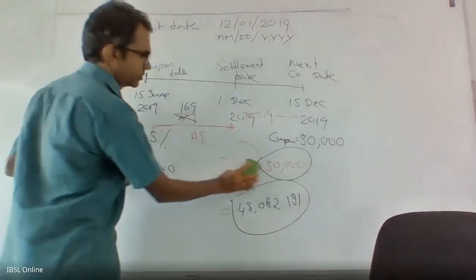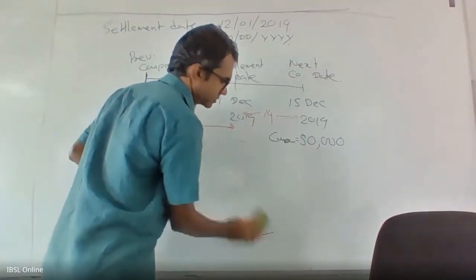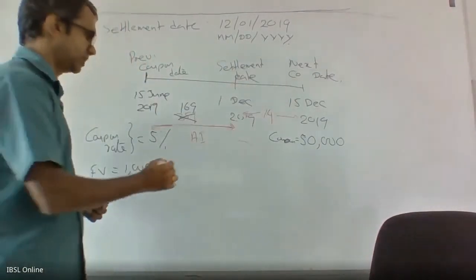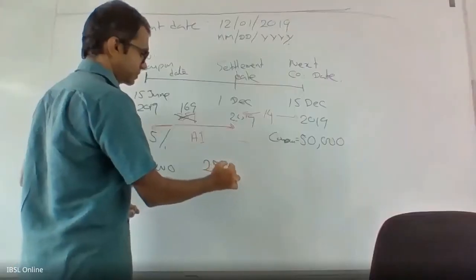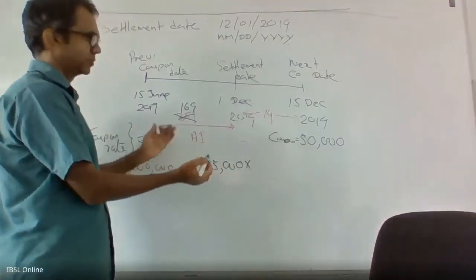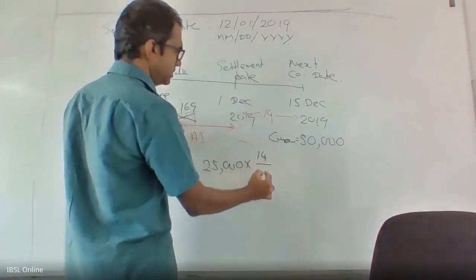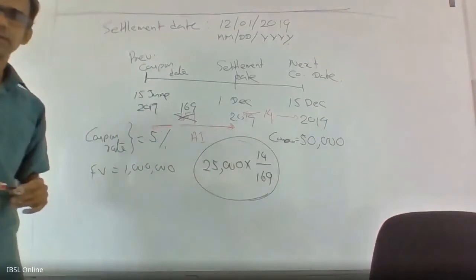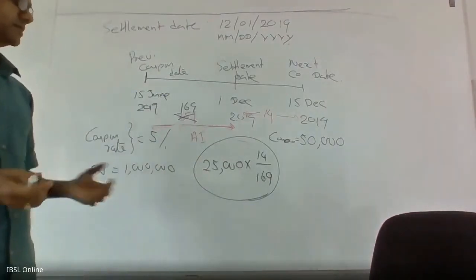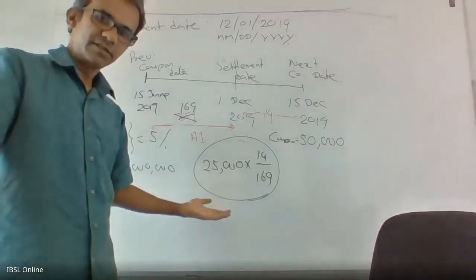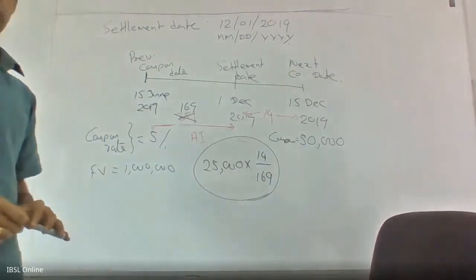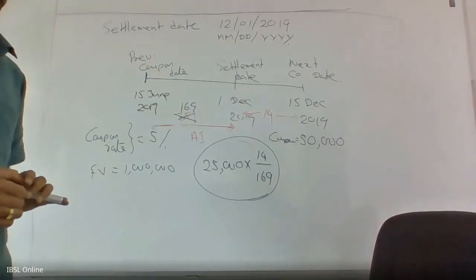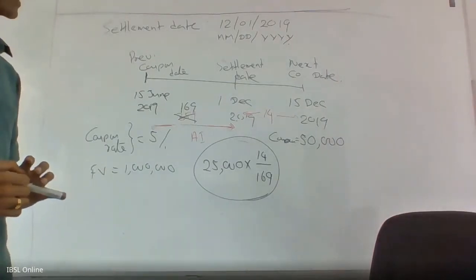Then the calculation is different because what is the coupon payment for a semi-annual period? It is only 25,000. And the fraction would be 14 divided by 169. This is the accrued interest if it is a semi-annual period. Clear? Is it clear?